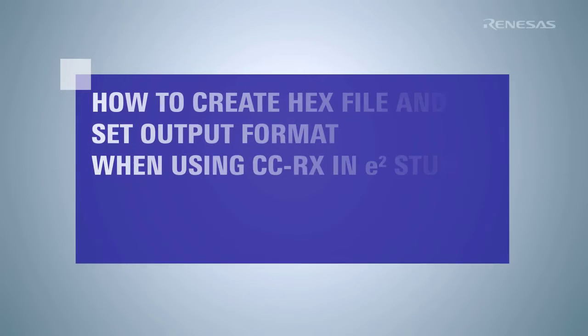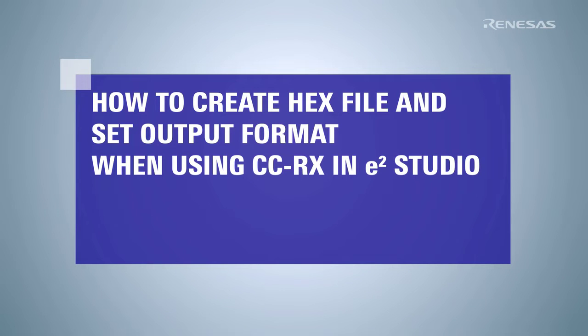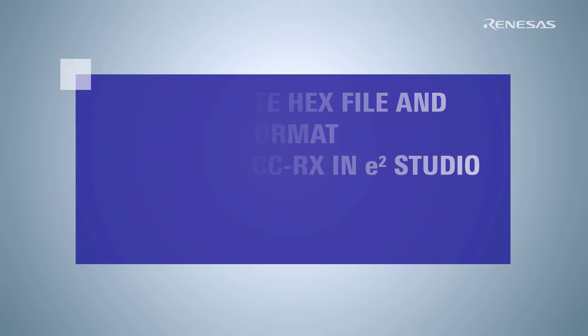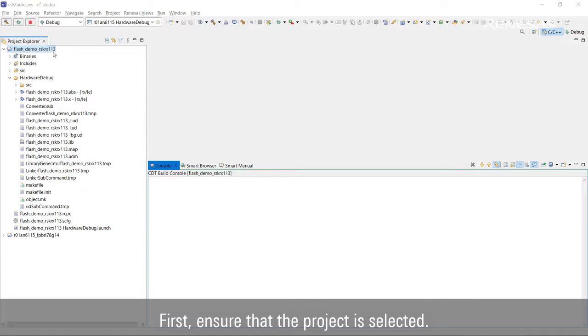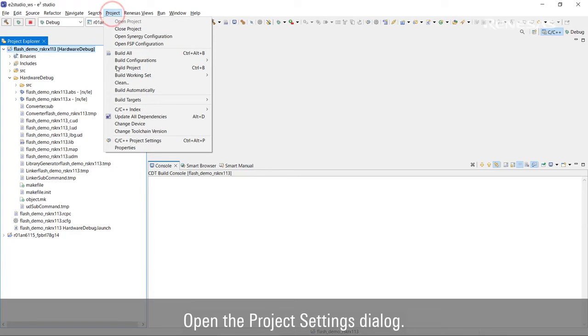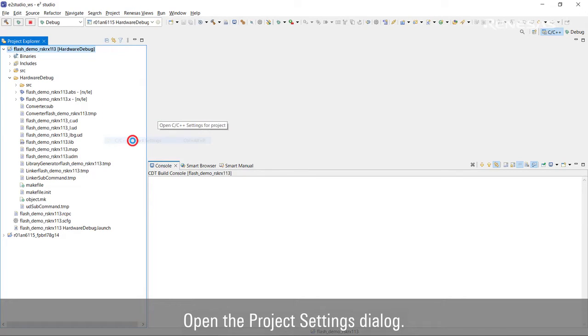This video demonstrates how to create a HEX file and set the output format when using the CCRX compiler. First, ensure that the project is selected. Open the Project Settings dialog.